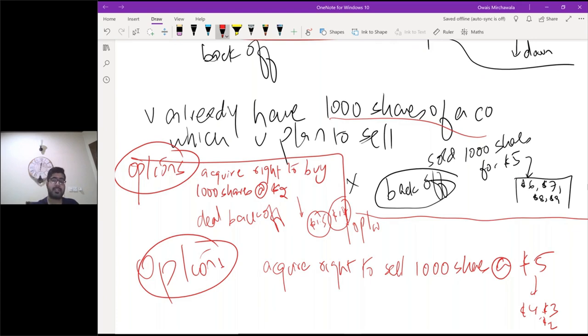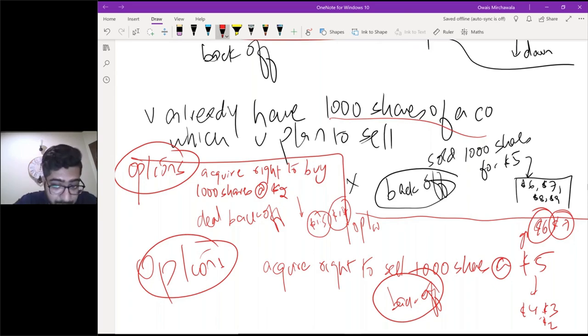But if the price starts going up, $6, $7, you just acquired a right to sell shares at 5, but now the shares are going in the market at a higher price. You back off. Leave the right and go in the open market and sell it for $6 or $7. So see how much investors are protected here. You are acquiring a right to sell shares. If the prices go up, you just back off. Don't sell your shares at 5, sell it for 6 or 7.